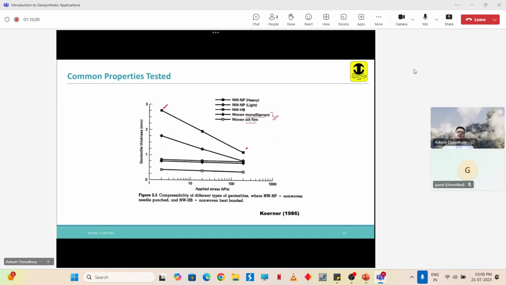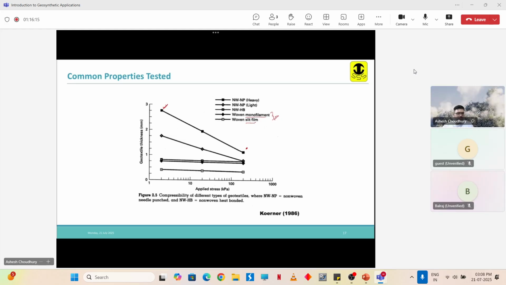So similar to this, non-woven geotextile, where you have needle punched or heat bonded categories. Woven geotextile, we have monofilament type or slit film type. These are two different types, which you can also see in the book Designing with Geosynthetics. So these types of geosynthetics are obviously more compressible. Non-woven needle punched type geotextiles are more compressible.